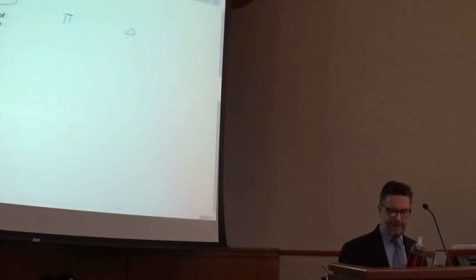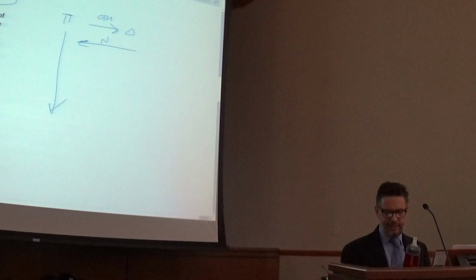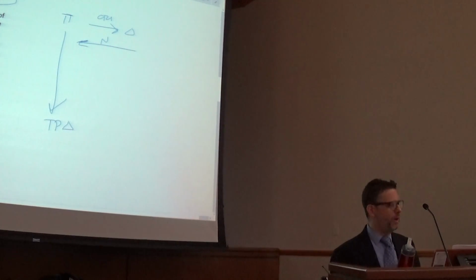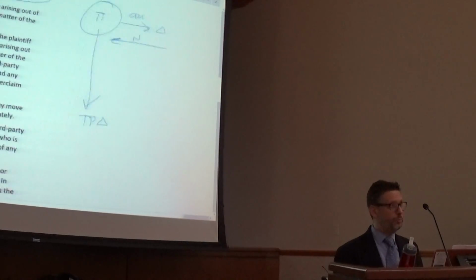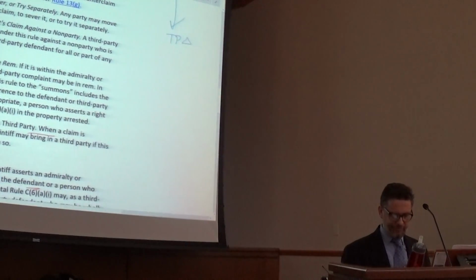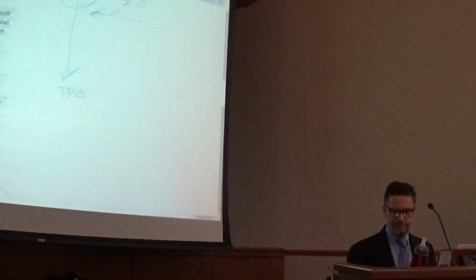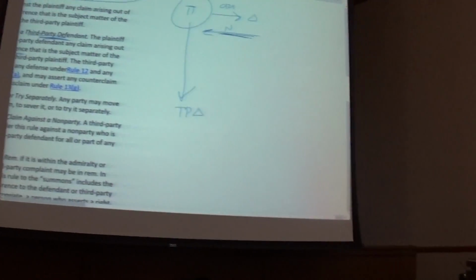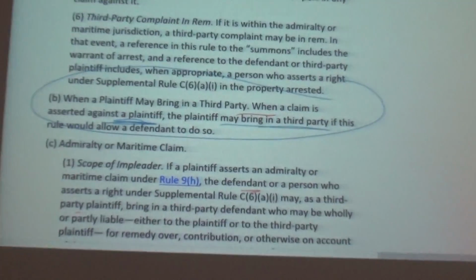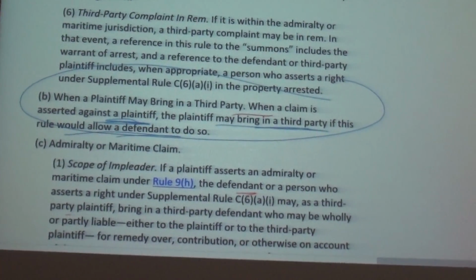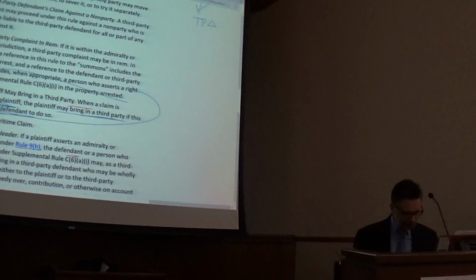Here's something else that's permitted under Rule 14: third-party claims by a plaintiff. So the plaintiff sues the defendant for copyright infringement, the defendant counterclaims against the plaintiff for negligence, and the plaintiff now joins in somebody else as a third-party defendant. That is permitted as well, because this is a plaintiff who's defending against a claim. We find that under Rule 14(b), when a claim is asserted against a plaintiff. See that? Claim asserted against the plaintiff. Then the plaintiff can bring in a third party if the rule would have allowed the defendant to do so. How fun is that?